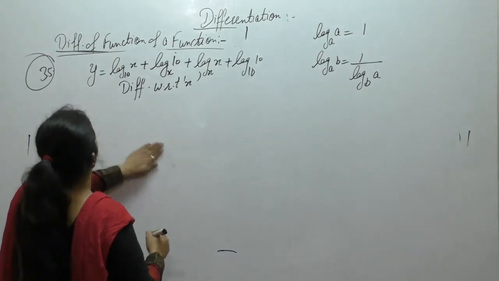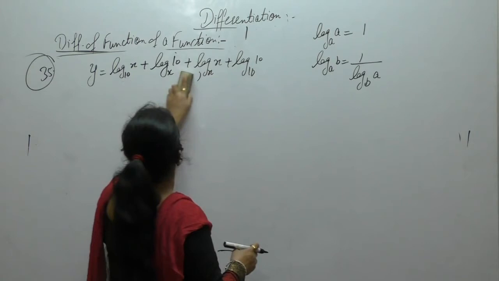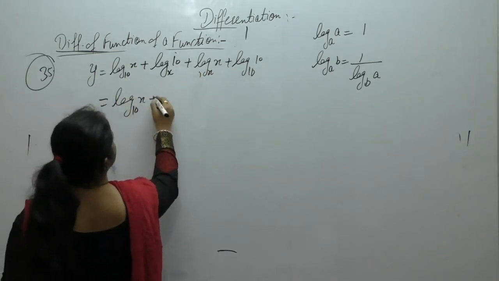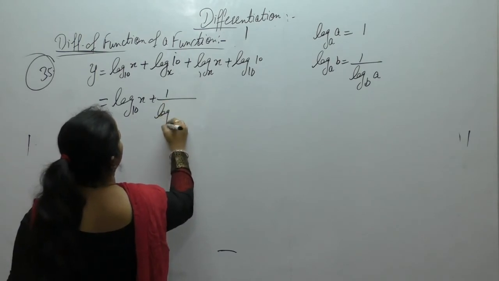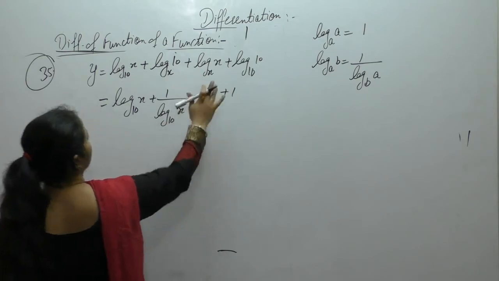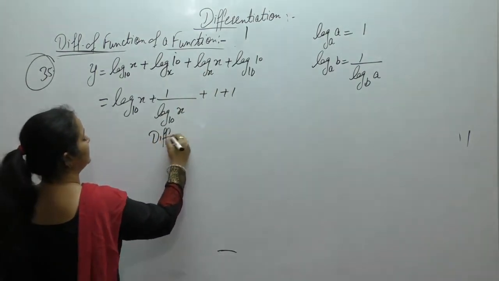So we can write y as, before differentiating, write it as log of 10x plus 1 upon log with base 10x. This is 1 plus 1, that is 2. Now differentiate with respect to x.